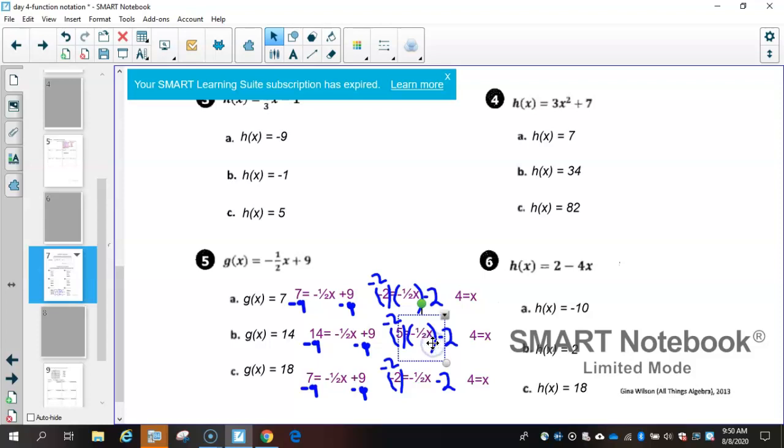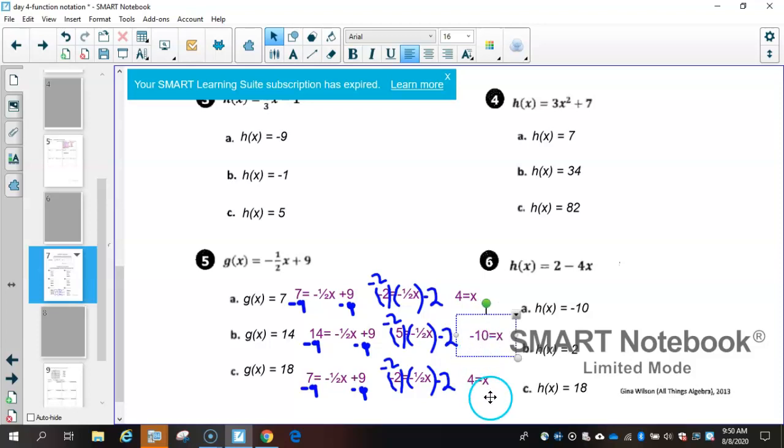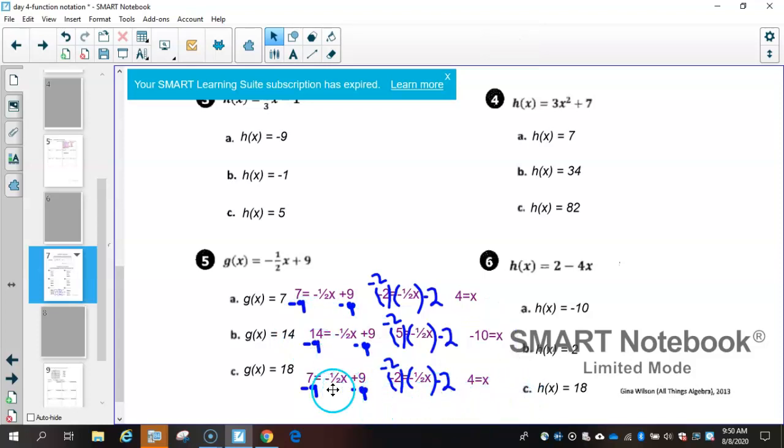We still need to multiply both sides by negative 2. I just realized these parentheses didn't drop down as well. But when we multiply this side by negative 2, we actually get negative 10. So when we put negative 10 back in the original equation, negative 10 times negative 1/2 is positive 5. 5 plus 9 is 14. So that works. And then our last question, y is now 18.